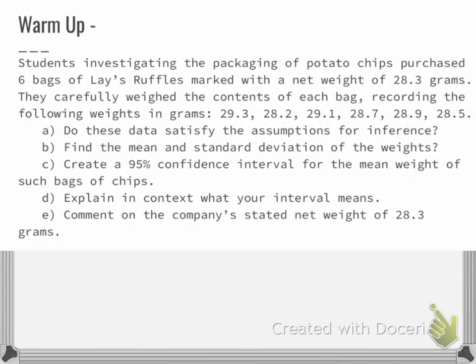So you're going to pause the video. This problem says students investigating the packaging of potato chips purchased 6 bags of Lay's Ruffles marked with a net weight of 28.3 grams. They carefully weighed the contents of each bag, recording the following weights in grams. And then there's 5 questions for you to answer about it. So I'm going to have you pause, find some scratch paper, and do this warm up to your best of ability, and then we'll go over the answers.